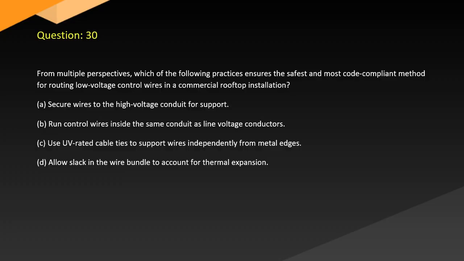Question 30. From multiple perspectives, which of the following practices ensures the safest and most code-compliant method for routing low-voltage control wires in a commercial rooftop installation? A. Secure wires to the high-voltage conduit for support. B. Run control wires inside the same conduit as line voltage conductors. C. Use rated cable ties to support wires independently from metal edges. D. Allow slack in the wire bundle to account for thermal expansion.